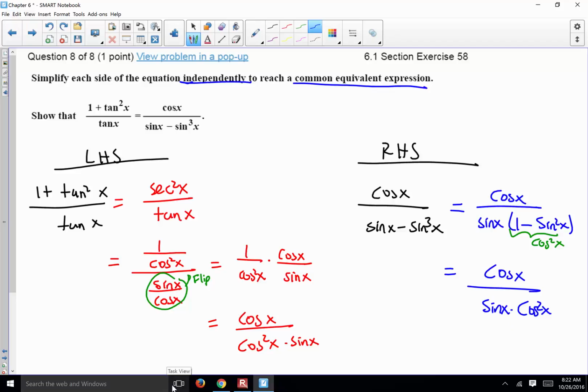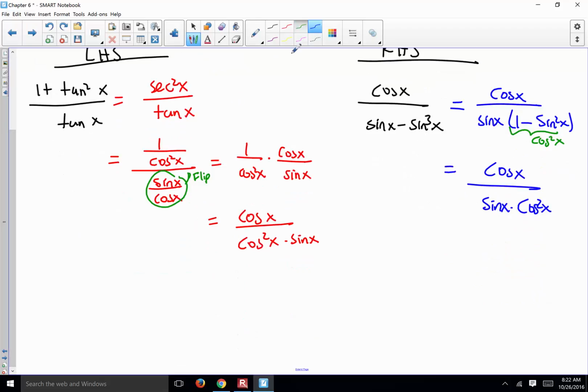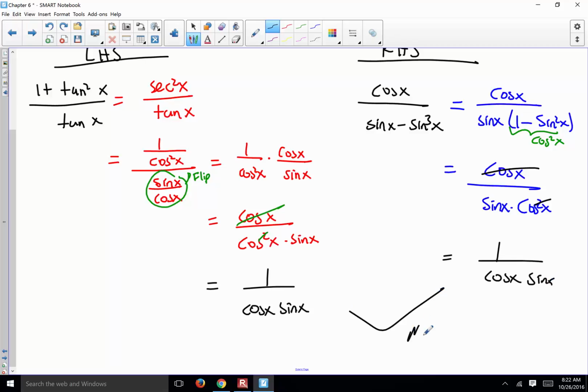Did they meet each other? Yes. Well, you can even simplify more and see better. These are cancelling. So it's 1 over cos x sine x. Oh look, these are cancelling as well. So it is 1 over cos x sine x. It's a match. That means it's an identity. This equation is correct.